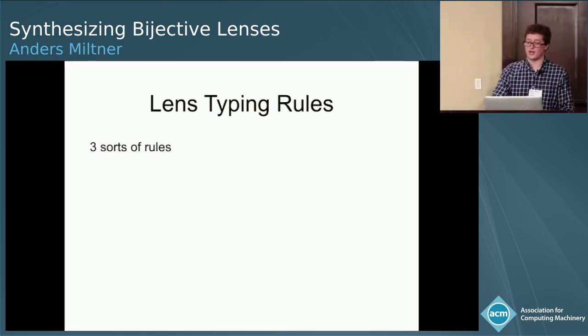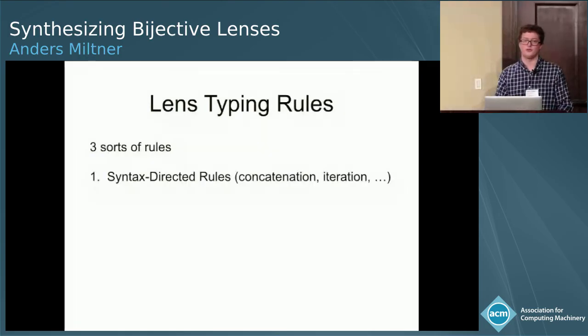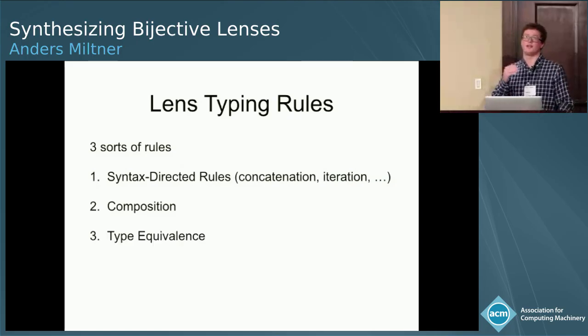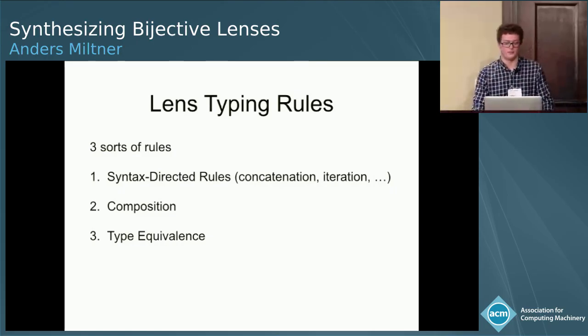We have three sorts of typing rules. The first are syntax-directed rules. These are rules where the combinators for the types are very closely tied to the combinators for the terms. So for example, in the typing derivations of concat and swap, the regular expressions of the subtypes are concatenated. We have composition, and we have type equivalence, which is to say if you have a lens between R and S, and you have two regular expressions, R prime and S prime, equivalent to R and S, then you also have that the lens is well typed between R prime and S prime.